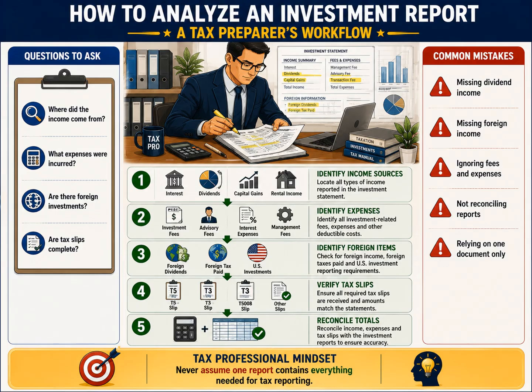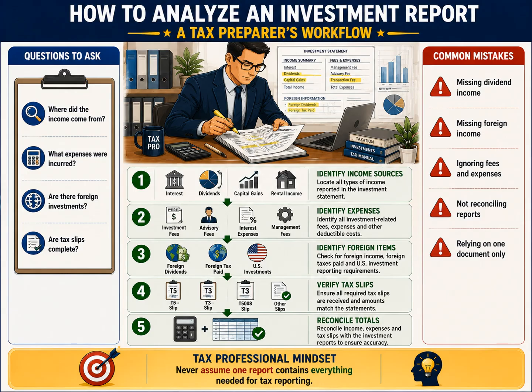On the right side of the slide, you'll see some of the most common mistakes. These include missing dividend income, overlooking foreign income, ignoring fees and expenses, failing to reconcile reports, and relying on only a single document. Each of these mistakes can lead to inaccurate tax reporting and potentially costly corrections later.